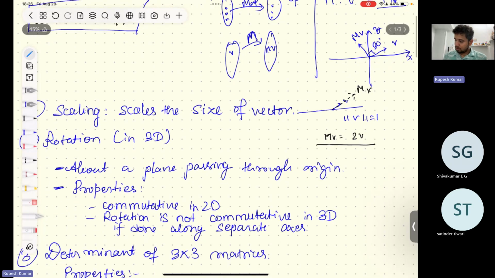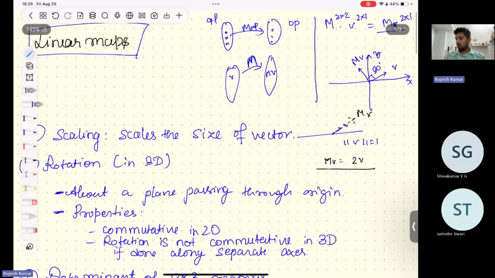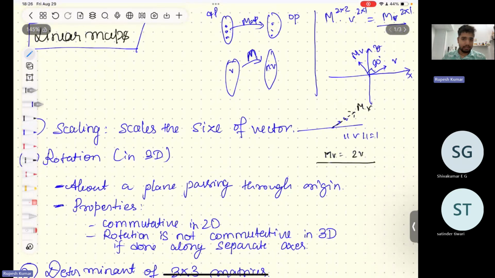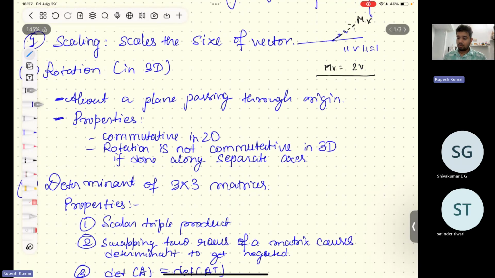Let's move on to the next example: rotation. We already saw this example. Let's say we have a matrix M that, when multiplied by vector v, rotates it by 90 degrees about the Z axis in the XY plane. Whenever we define rotation, we need to define the axis around which we are going to rotate. Usually we perform rotation around an axis passing through the origin.